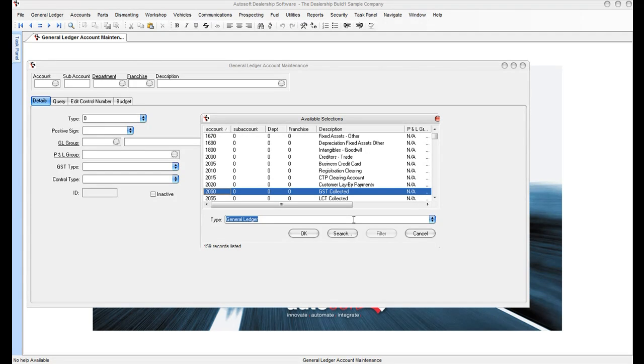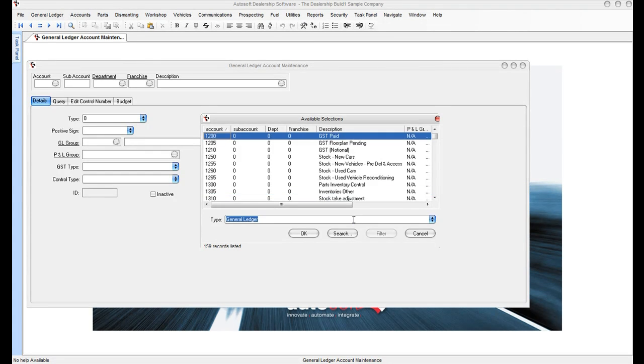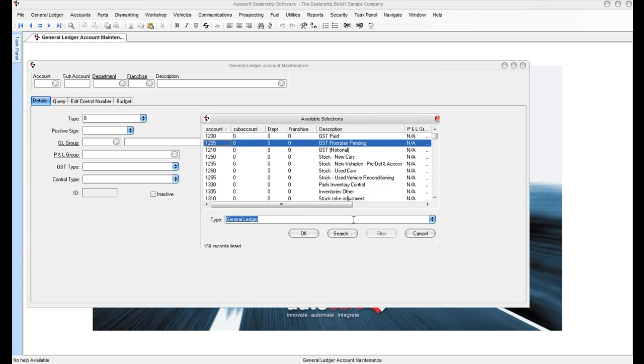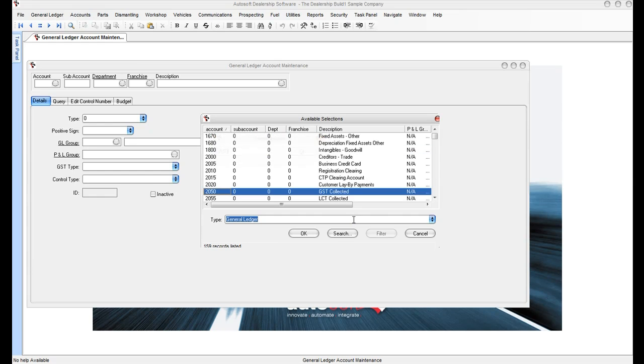to handle GST collected. Now there may be some other accounts in your system, such as GST floor plan pending, GST notional, and even things such as luxury car tax collected. Now these all relate to GST and other taxation issues, but we're not going to focus on those because those things should take care of themselves in your system. Now what we want to do is come back to account 1200.